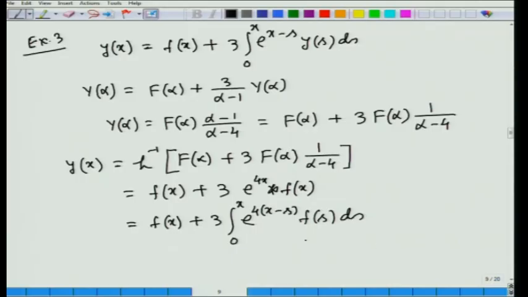So, this problem is a little bit interesting for the reason that the given integral equation is y(x) equal to this one. Once this f(x) is known, the result of the integral equation depends completely upon this integral. So, once f(x) is known, substituting f(x) here we can evaluate this integral, and then this will give us the desired result for the given problem.